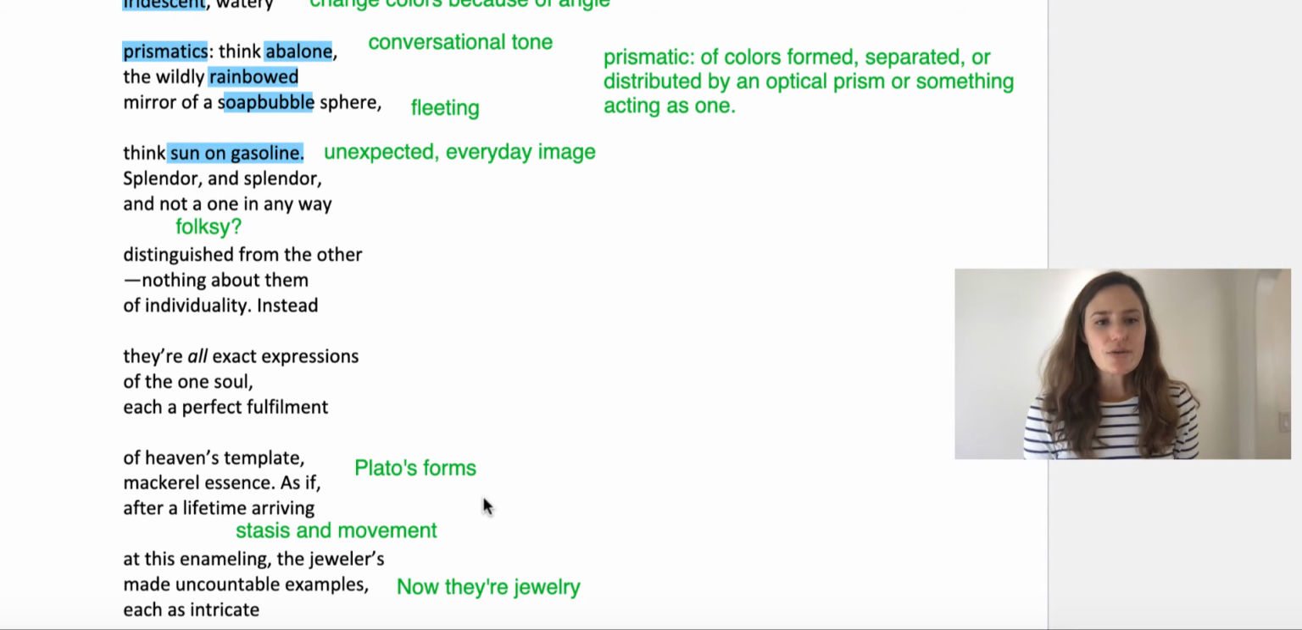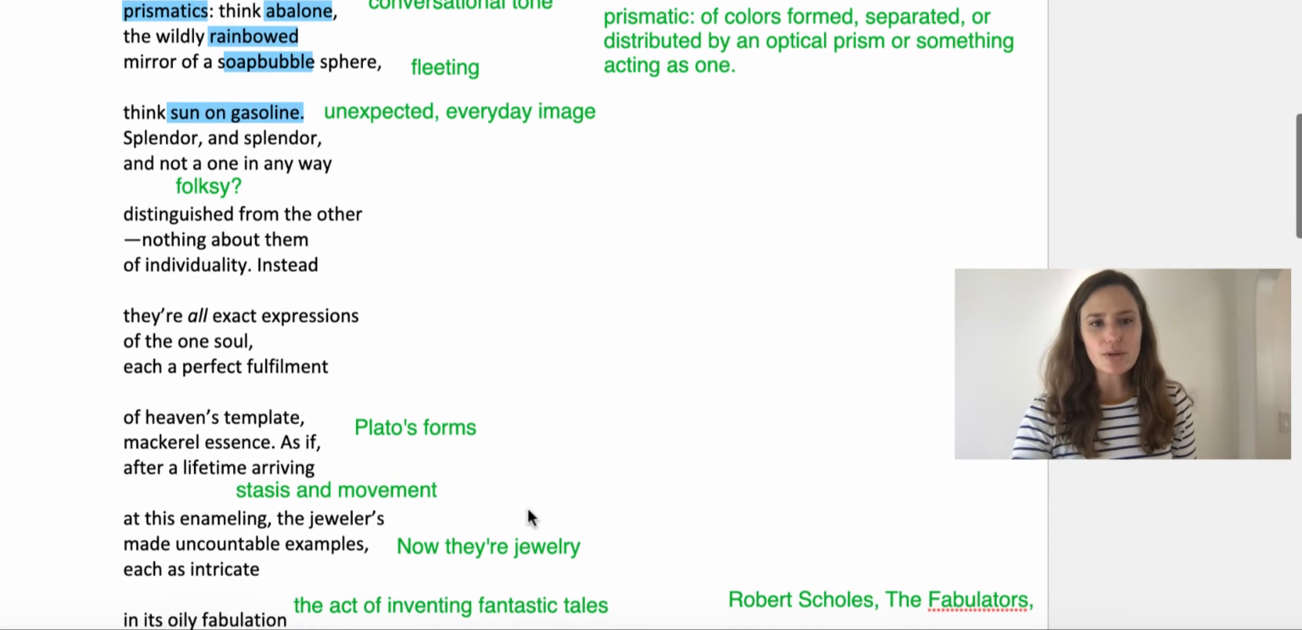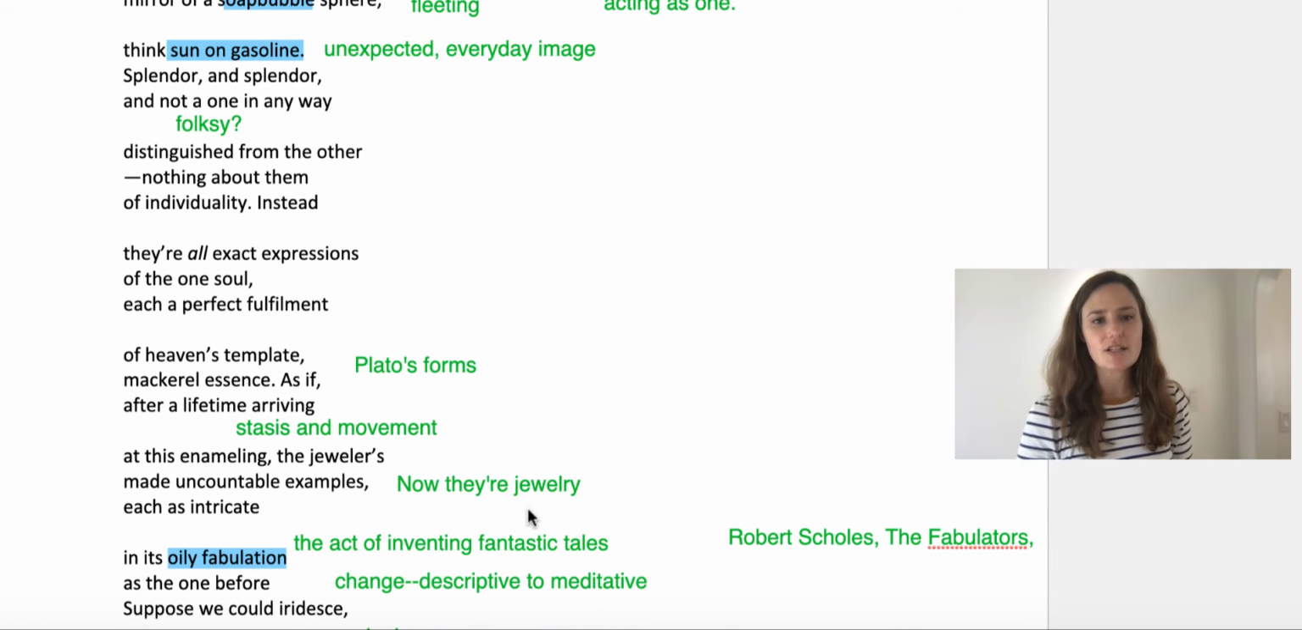"As if after a lifetime arriving at this enameling, the jewelers made uncountable examples, each as intricate in its oily fabulation as the one before." I'm going to pause there, even though we're in the middle of a stanza. What I love about a lifetime of arriving at this enameling is that it makes us think of something that's both static, frozen in time, kind of like the fish who are dead, but they appear to be lurching forward or swimming forward. So it's static, but it also evokes movement.